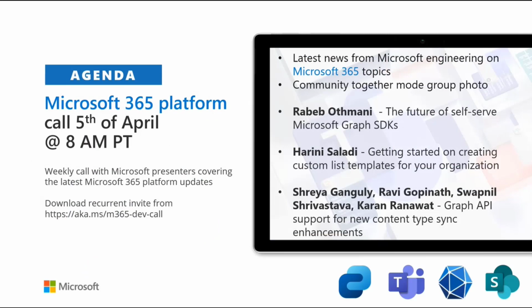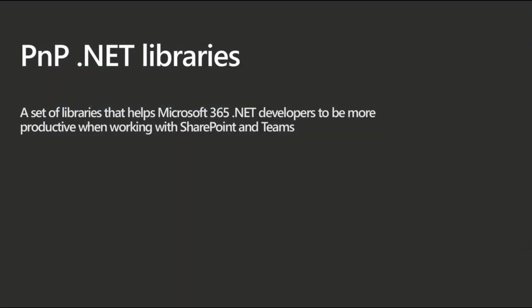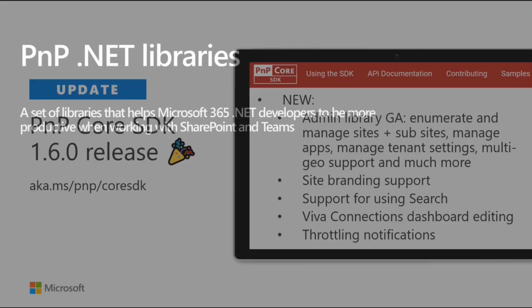The agenda for the upcoming Microsoft 365 platform call on the 5th of April at 8 a.m. Pacific includes the future of self-service Microsoft Graph SDKs, how to get started on creating custom list templates for your organization, and Graph API support for new content type sync enhancements. Now, this call is specifically including presenters from Microsoft. So if you're looking to get the closest to the mothership as possible information, definitely make sure you get this on your agenda and on your calendar. It is the platform call, which is going to provide you all the information directly from Microsoft. So you're always getting it from the program managers and the engineers on that side. Excellent. Don't miss it. Next up is PnP .NET libraries, and we'll call on Bert to give us an update.